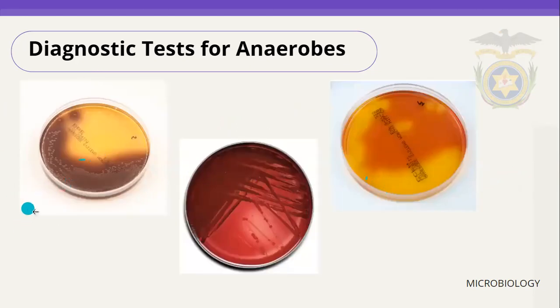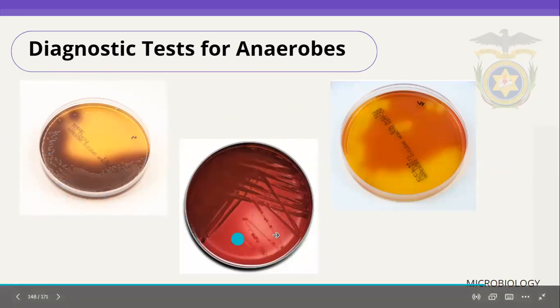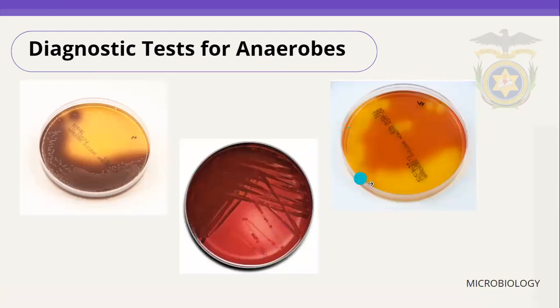So here we have the different media. The first one is our BBE. The second one is our KVLB. And our last medium here is the CCFA.